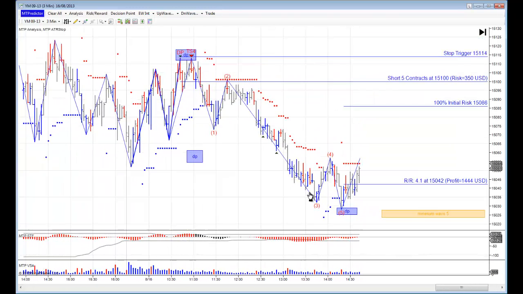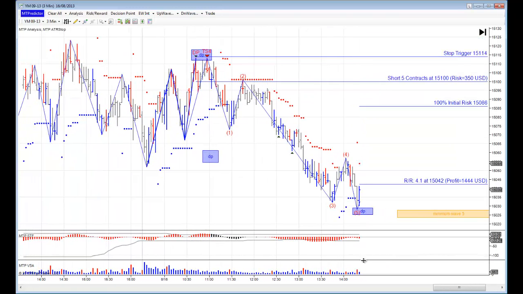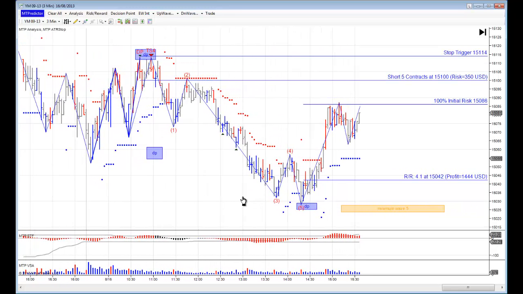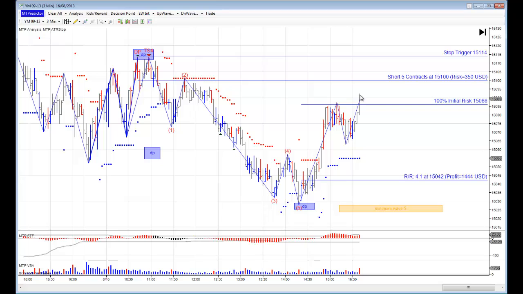Because our VSA setup indicates the professionals are coming into the market and therefore a big move is likely to unfold, you could have actually taken a reversal here to go long. And if I scroll up a bit further, you can see that it went up to this level, where we had exactly the opposite setup, a nice strong move up there.